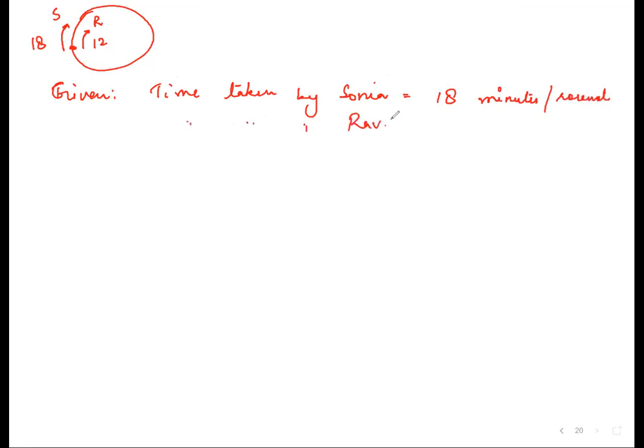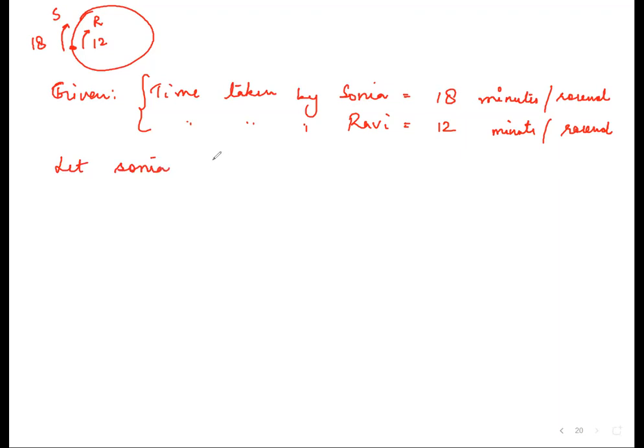Now, how to do this question? Basically, you have to find the LCM, but how will you arrive at the situation? Let me take it stepwise. Time taken by Sonia, which is given, is 18 minutes per round. And similarly, time taken by Ravi is 12 minutes per round. So this is given, right?